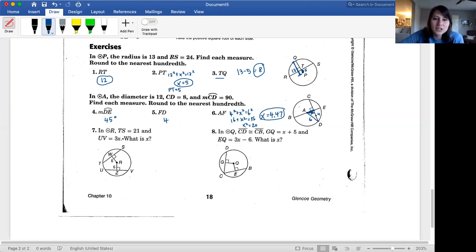Okay, take a look at 7 and 8, pause it, see if you can figure these out, and we'll do them together. Down here you have circle R, TS is 21, and UV is 3x. It's asking what x is. Well, we didn't talk about this. So let's add a little bit more to our notes, because this is a new concept that connects to the old concept.